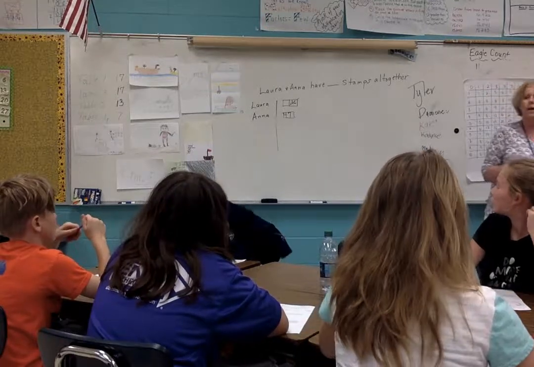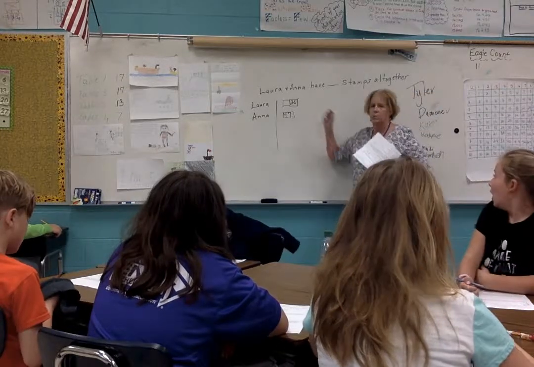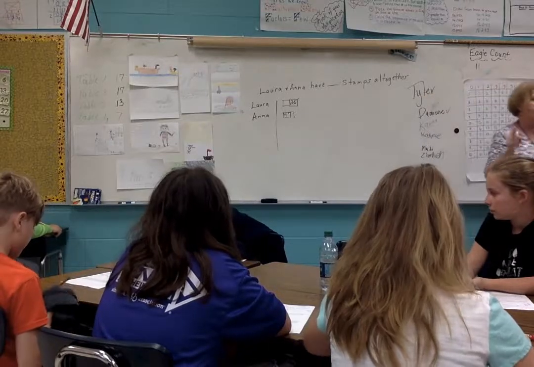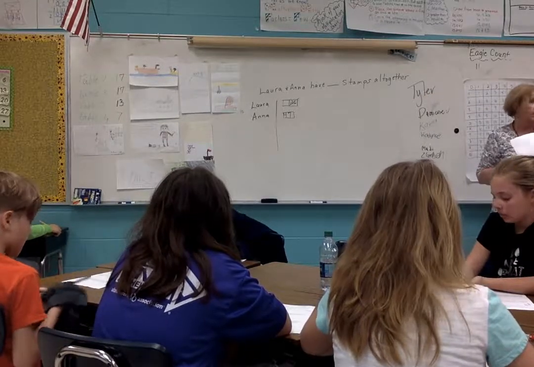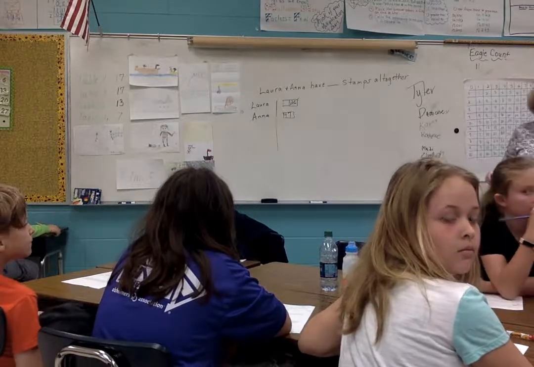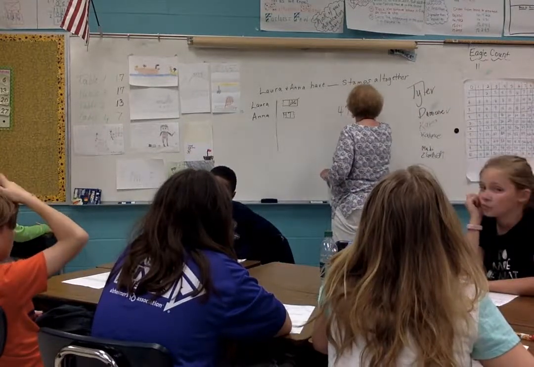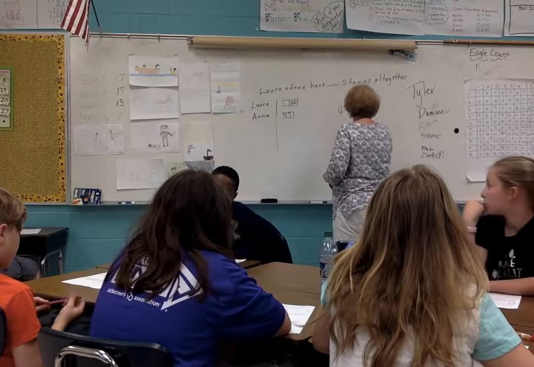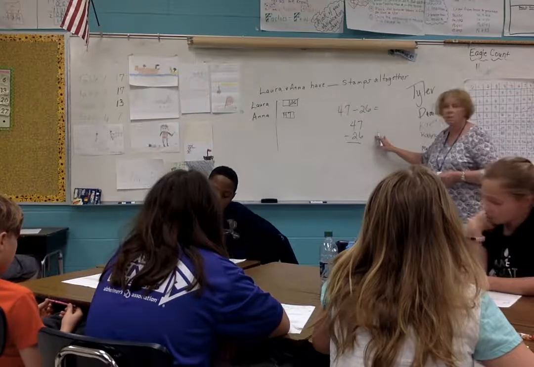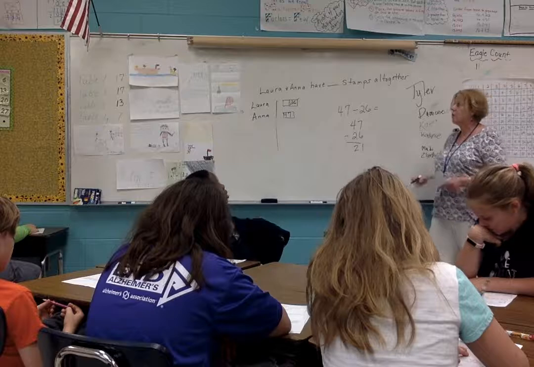Okay? What do I do to understand that she has 26 less? What's the number sentence that's going to show me that she has 26 less than Anna? What's the number sentence? 47 minus 26. Excellent, thank you. Now I know that I need to do this, and when I do that, what do I get? 21. Okay, 21.